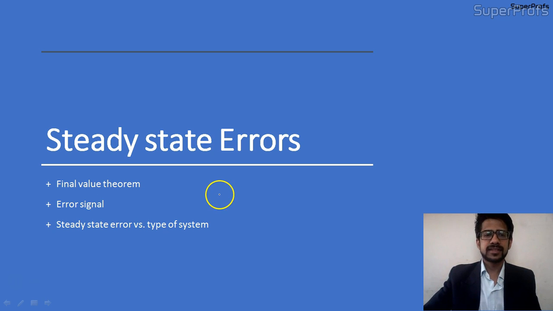In steady state errors, we are interested in finding out the final value of the system response. Once we are able to find out the final value of a system response, we will compare the final value of the system to the reference value, or the expected value that we desire, and we will find out the error signal. This very error signal will give us the steady state error.